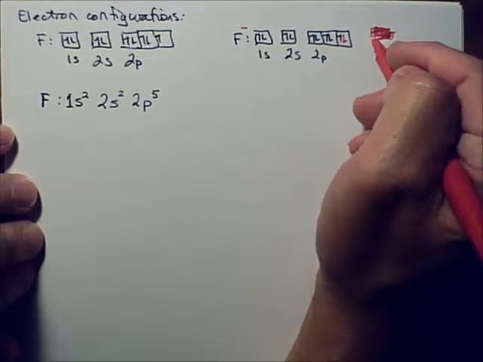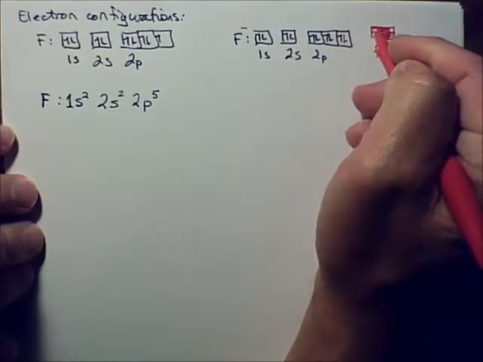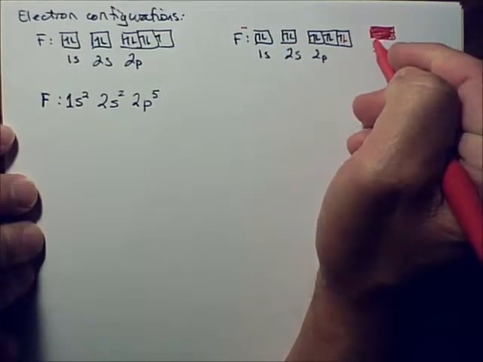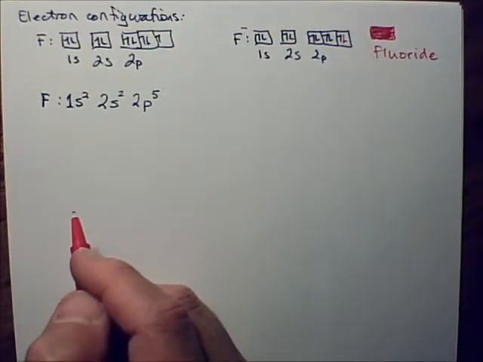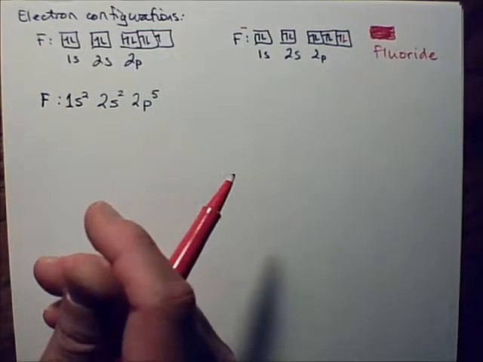Fluorine only has one ion, but you can have more than one ion sometimes. Okay? We're only going to deal with those that are pretty simple like this. Got that?